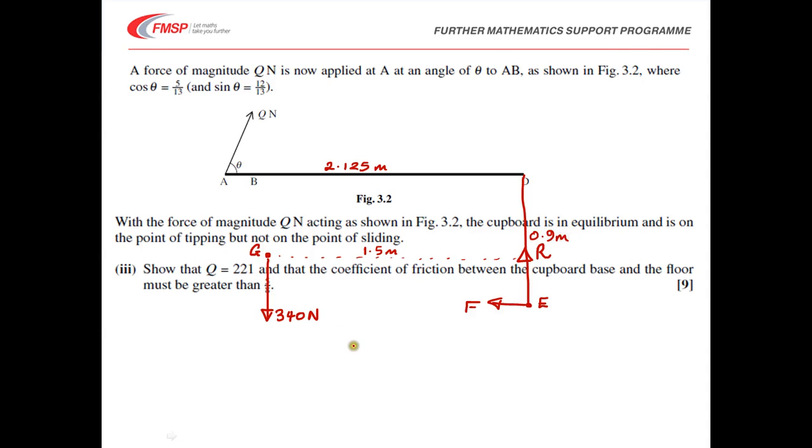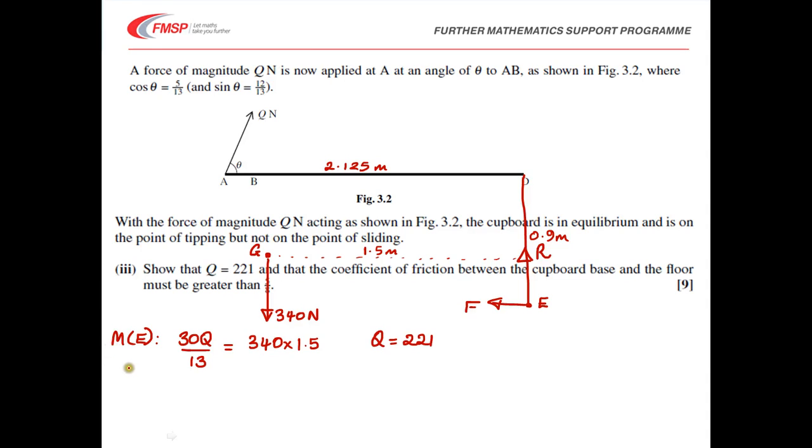Okay, so we've got enough information here to be able to calculate the value of Q. We know the clockwise moment of Q is this 30Q over 13 that we saw previously. That's going to have to equal the anti-clockwise moment produced by the weight here. So 30Q over 13 is the clockwise moment about E. Let's just say that we're taking moments about E here. That's going to be equal to the anti-clockwise moment, which is 340 times 1.5 for the weight, and a little rearrangement on that does indeed produce Q equals 221.